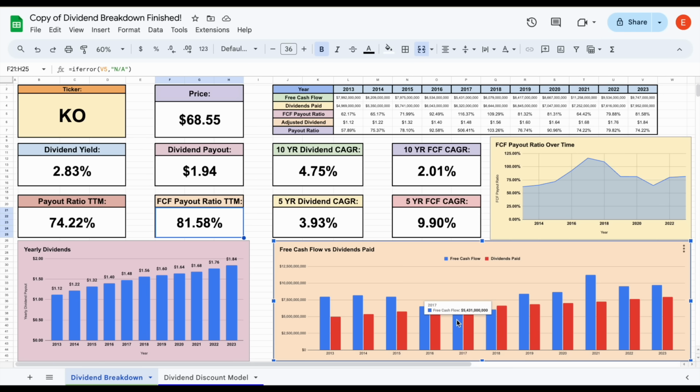was $5.4 billion. Now, this is a huge problem because if you've watched the channel before, you know dividends are paid out of free cash flow. So anytime the dividend payments are larger than free cash flow, that's not going to be sustainable long term. In fact, that's a huge red flag for the company.